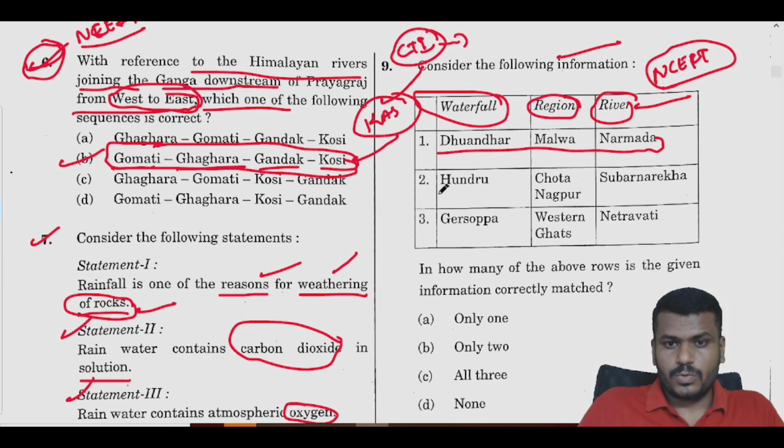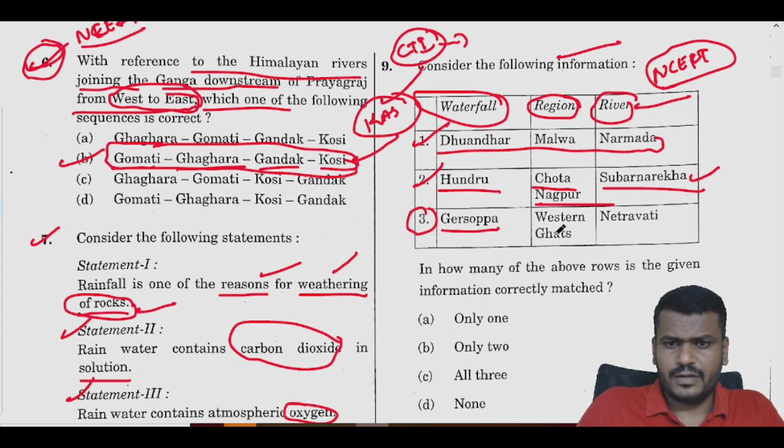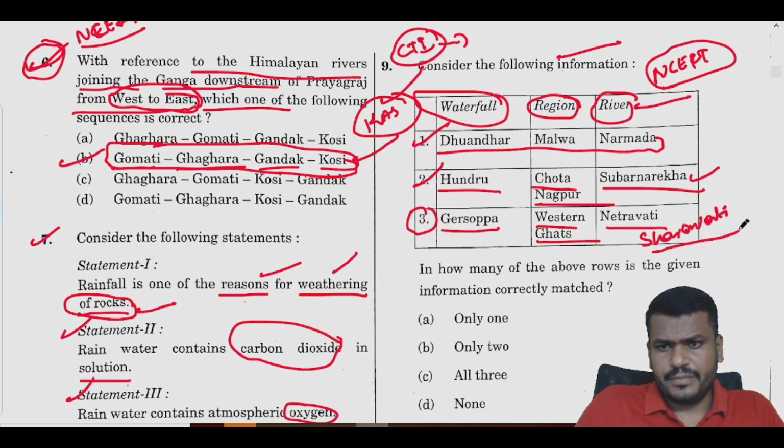Okay, so definitely Hundru, Chota Nagpur Plateau, Subarnarekha river. Yes, this is also true. Both statements 1 and 2 are definitely true. See, Gersoppa, this is in Karnataka. Western Ghats, Netravati river. Okay, that is not the Netravati river. That is on the Sharavati river. Okay, Sharavati river. So please remember this.